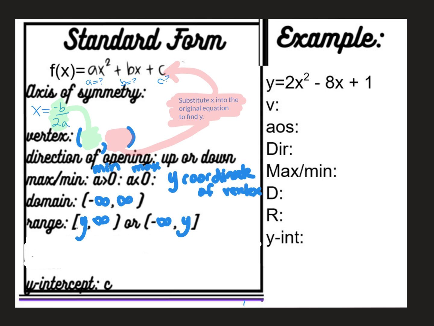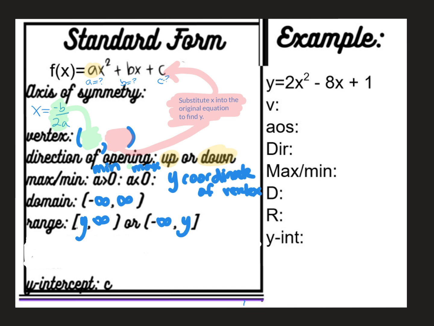We went over and over the direction of opening, the minimum, the maximum. Nothing changes. Even the fact of your A value, let me pick another color for the highlighter. You look at your A value. If this is a positive number, if it's greater than 0, then it opens up. If it's less than 0, then it opens down. Now let's do this example.